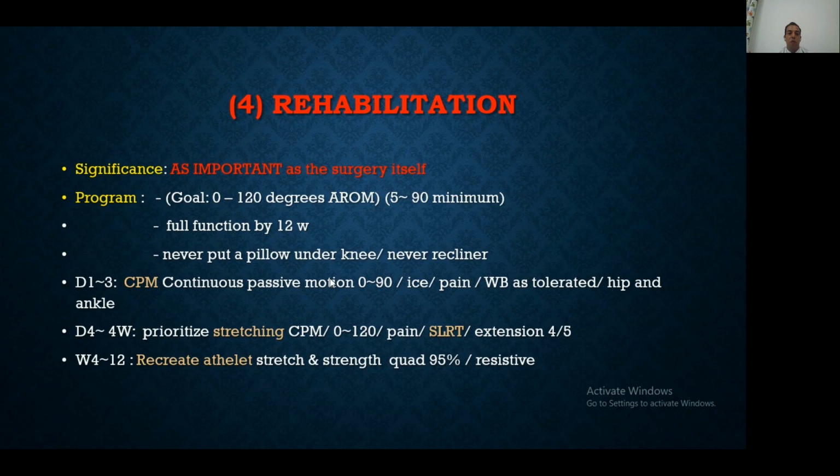From day 4 to week 4, we have to prioritize stretching of the muscles and help the patient do the straight leg raising test, elevating the lower limb by himself or herself. And from week 4 to week 12, we have to recreate an athlete. We have to strengthen the muscles fully. We have to restore the muscle power of the quadriceps to 95%. The patient has to do some resistive exercises to strengthen the muscles.